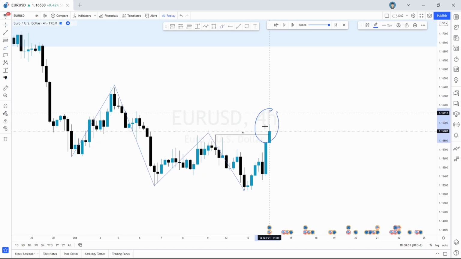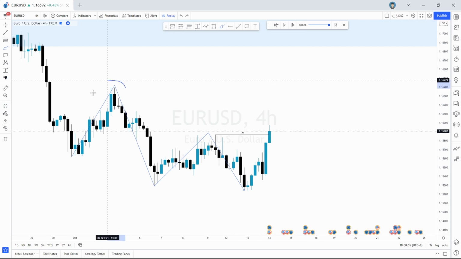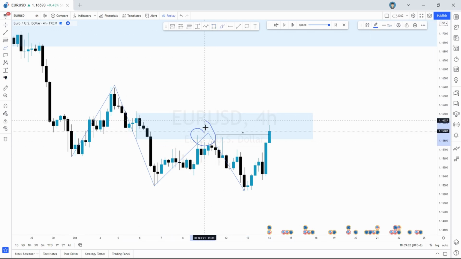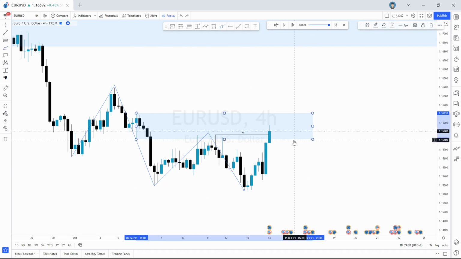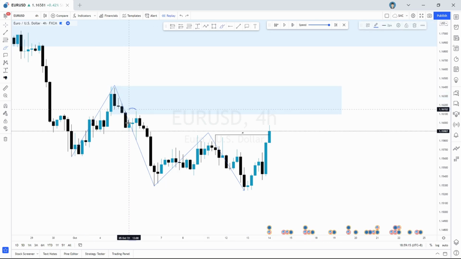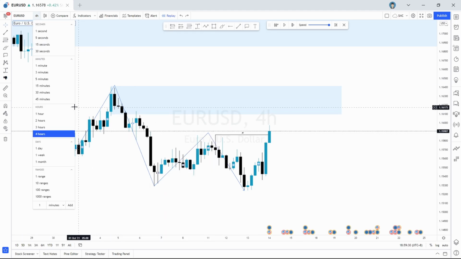So either a liquidity grab, a structural shift to the upside, or a mitigation of this OB over here. At the same time, we can mark up this OB, but this OB or supply zone already got mitigated by these wicks. Then again, either price wants to mitigate the 50% of it, and we can look for trades over there. As you can see, we can mark up this OB over here. At the same time, this OB got mitigated.